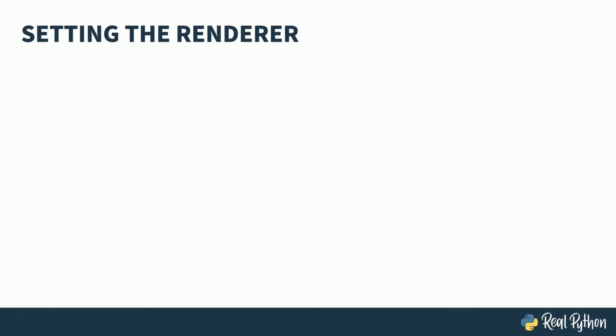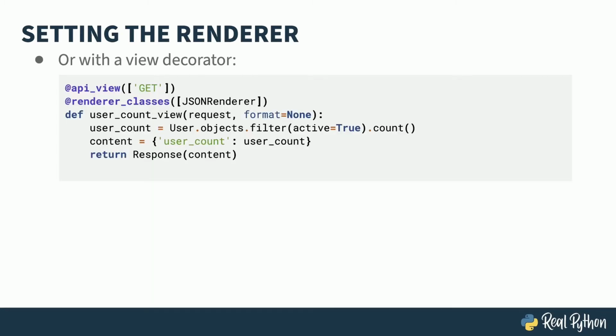In addition to setting the renderer inside of settings.py at a global level, you can also set it specifically. For example, in a view class, you can use the renderer_classes decorator to specify what renderers are valid with a view. This one only supports the JSON renderer. Notice that the parameter to the decorator is a list, so you can specify multiple renderers if you wish.